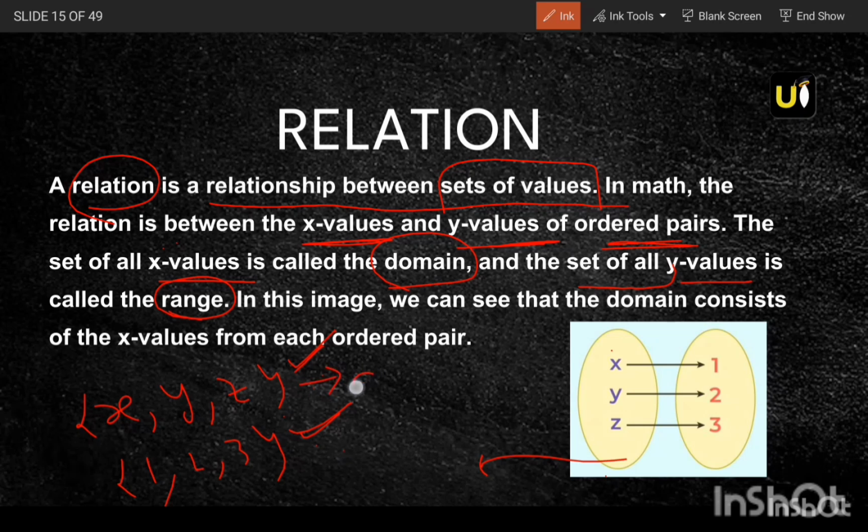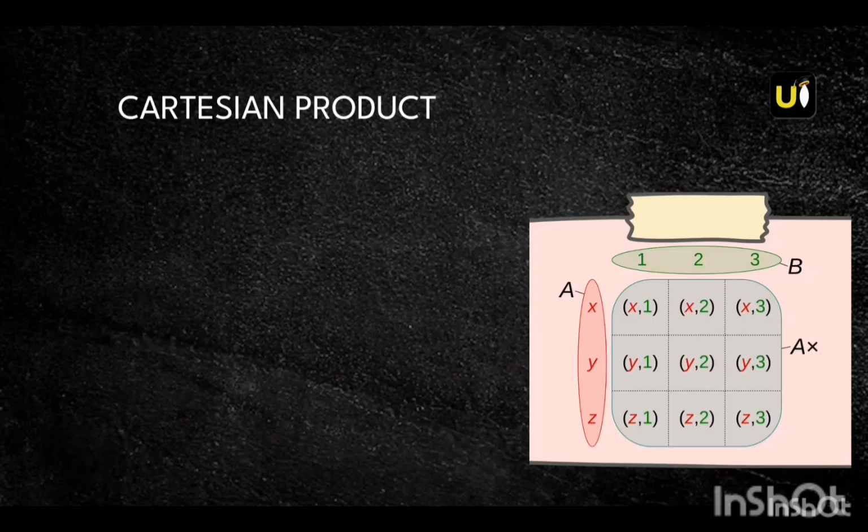So this x, y, z set is the domain. These are the x values, whereas 1, 2, 3 are the y values. That means that set is the range. Okay, so this is the basic definition of what a relation is.